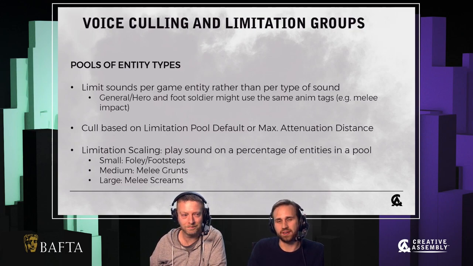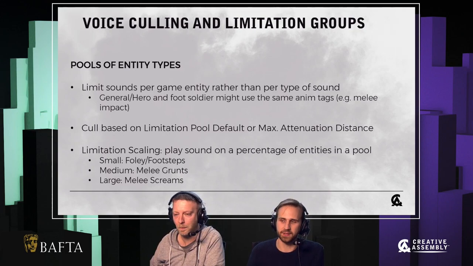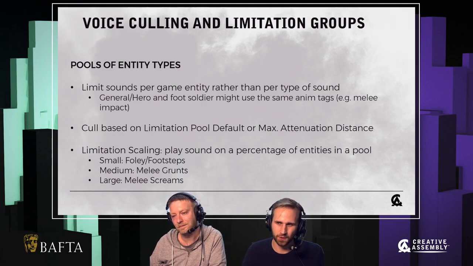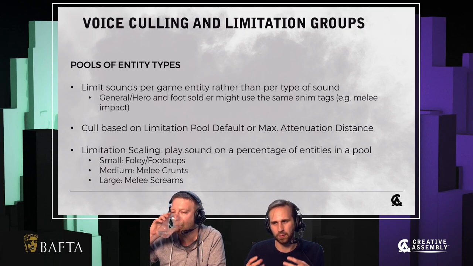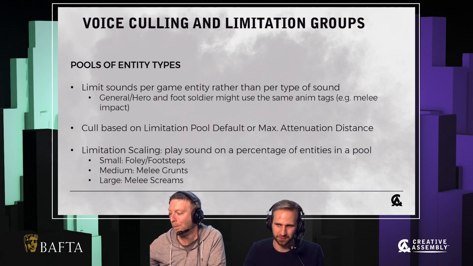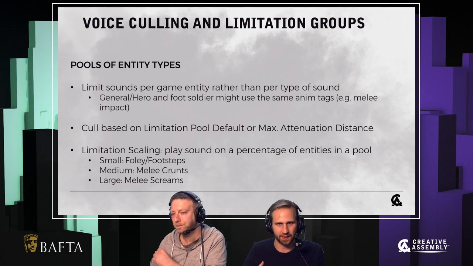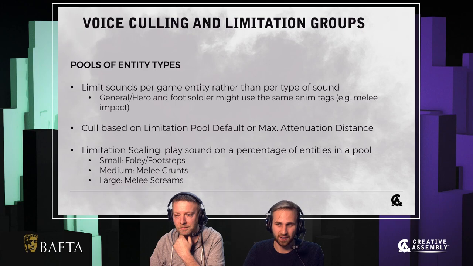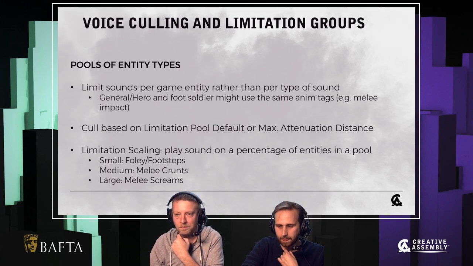And then the third step with these limitations is we can scale them as well. Essentially, we can choose to play a sound on a percentage of entities in a pool. Basically, you want a small scale on something like foley footsteps, right? You will only want to hear that on the closest four entities in front of the camera. Melee grunts, that's a bit more important, so we can scale it up, maybe six entities around the camera, and then melee screams, where you get into sort of visual sync territory, becomes more important, so maybe you scale it up even a bit more. You play it around the 10 closest entities to the camera. So that's pretty much everything that happens before we enter Wwise and we optimize performance.